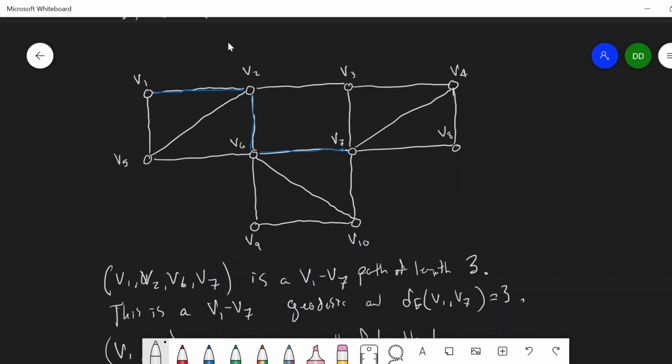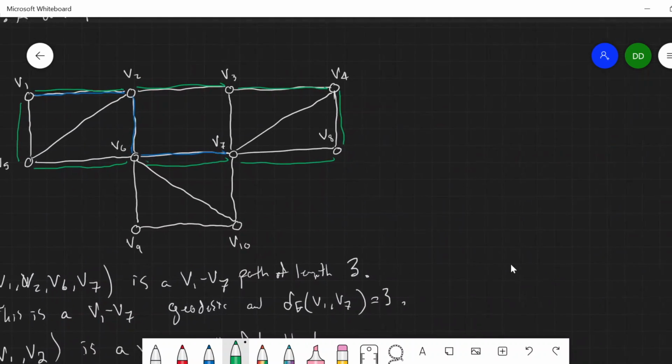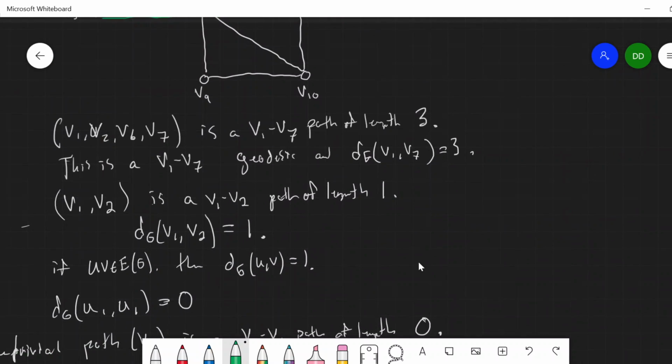So can I get there in 3 steps? 1, 2, 3. No. I can try all the different possibilities here and see that there are no paths of length 3 between V1 and V8. However, there is a path of length 4 between V1 and V8. V1 to V2, V2 to V3, V3 to V4, and V4 to V8 is one such example. Another example would be V1 to V5, V5 to V6, V6 to V7, V7 to V8. So there are 2 different V1, V8 geodesics, and the distance between V1 and V8 is 4.